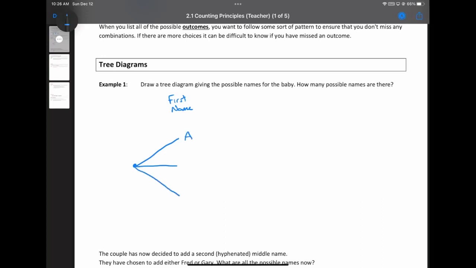And I can either do Alex, Bob, or Carl. So those are my 3 possible branches for my first decision, which is first name. And then middle name. There's 2 choices for each of those, so each of those is going to branch in 2 ways.